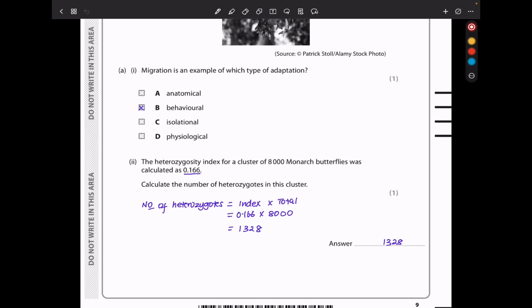And next they say the heterozygosity index for a cluster of 8,000 monarch butterflies was calculated as 0.166. Calculate the number of heterozygotes in this cluster. The number of heterozygotes should be the heterozygosity index times the total number. So this is going to be that times that, giving us 1,328, which is my answer here.